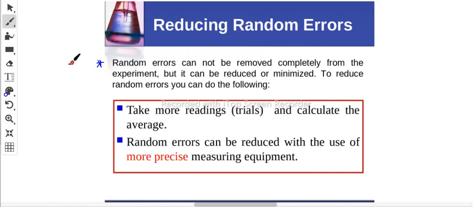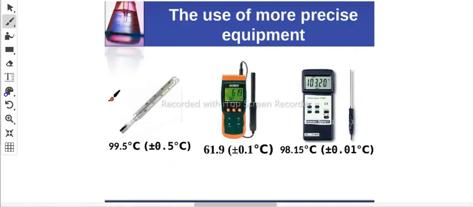To reduce random errors, you can do the following. Number one, you need to take more reading trials and calculate the average. Number two, random errors can be reduced with the use of more precise measuring equipment. So inside the past paper, as a multiple choice or inside your internal assessment lab report, if you want to reduce or minimize random errors, you need to go through more trials, taking the average, and the use of more precise equipment. The meaning of more precise equipment.